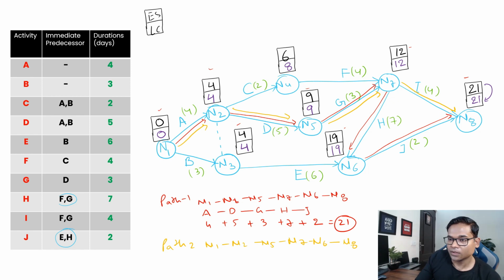Let's take those activities A to D to G to, instead of going H, let's take just I. Now we see the duration: it is 4 plus 5 plus 3 plus I duration is 4, which is basically 9 plus 3 is 12, 12 plus 4 is 16. This is 16.